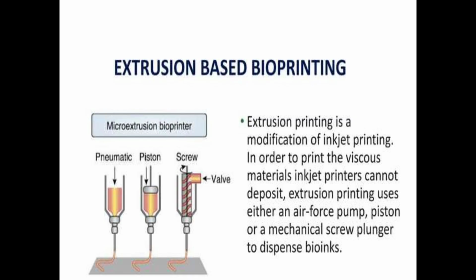Extrusion based bioprinting: micro extrusion bioprinters, pneumatic, piston and screw types are available. Extrusion, as I told, is just like creating semia at home, where we press it. When we press, it automatically comes out like noodles, in the same manner the extrusion of the ink is coming out. Along with that, the extrusion uses either an air force pump, where pneumatic means it automatically comes out, or we make use of a piston for pumping it by air force, or by screw and valve. A mechanical screw and plunger dispenses the bio ink during this process.